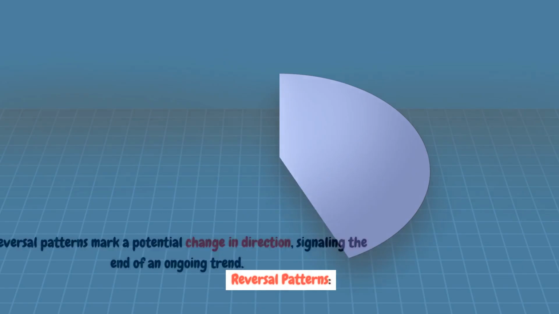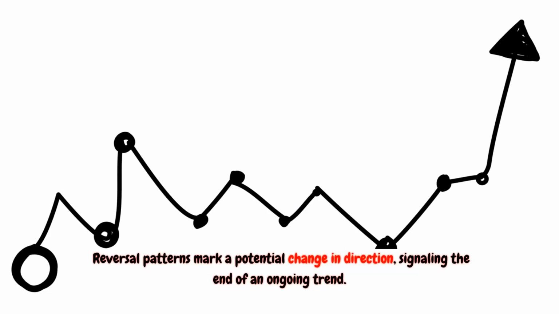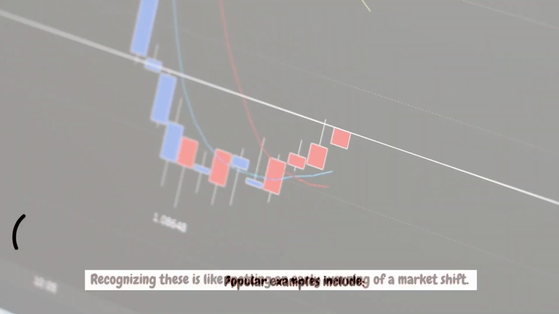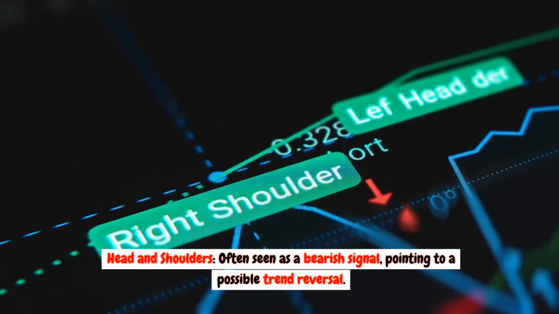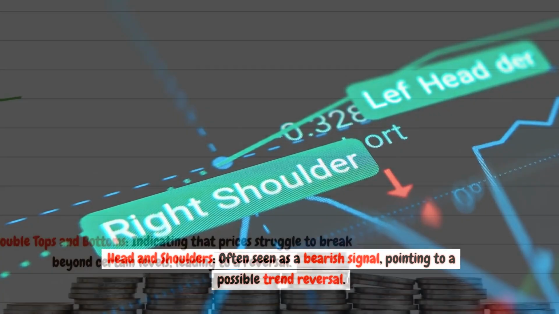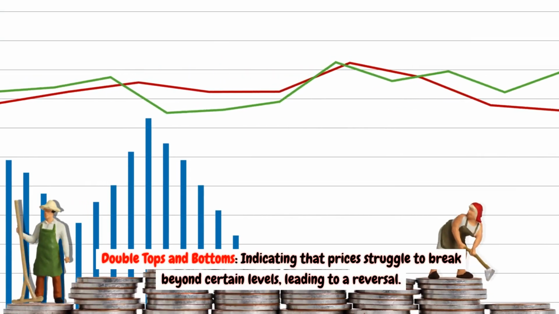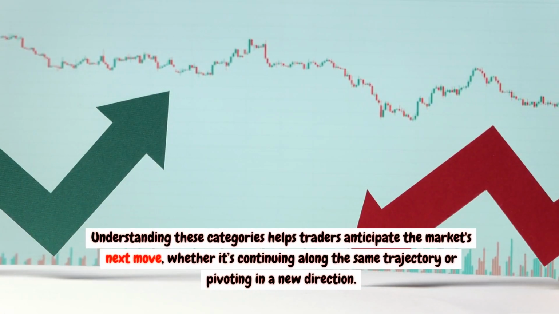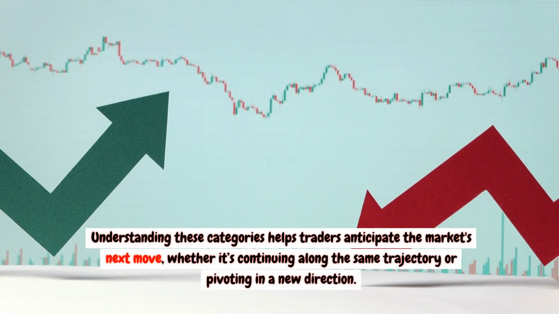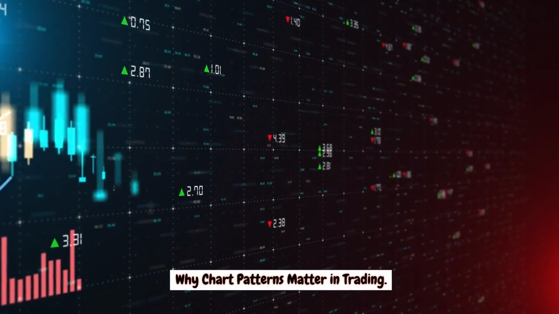Reversal patterns. Reversal patterns mark a potential change in direction, signaling the end of an ongoing trend. Recognizing these is like spotting an early warning of a market shift. Popular examples include head and shoulders, often seen as a bearish signal, pointing to a possible trend reversal. Double tops and bottoms indicate that prices struggle to break beyond certain levels, leading to a reversal. Understanding these categories helps traders anticipate the market's next move, whether it's continuing along the same trajectory or pivoting in a new direction.